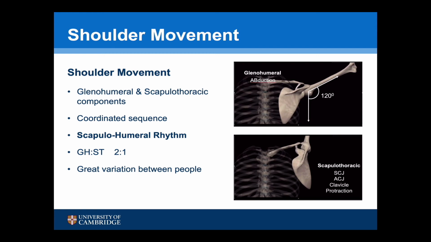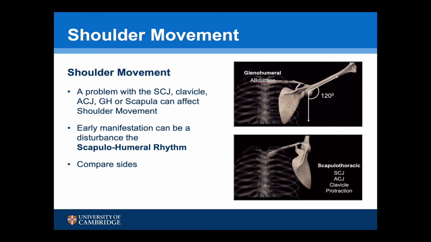In summary, full movement at the shoulder is made up of components from the glenohumeral joint and the Scapulo-Thoracic joint. They work in a coordinated sequence, which is sometimes known as the Scapulo-Humeral Rhythm. There is normally a ratio of 2 to 1 between glenohumeral and Scapulo-Thoracic joint movements, which is non-linear. However, there tends to be a great variation between different people.